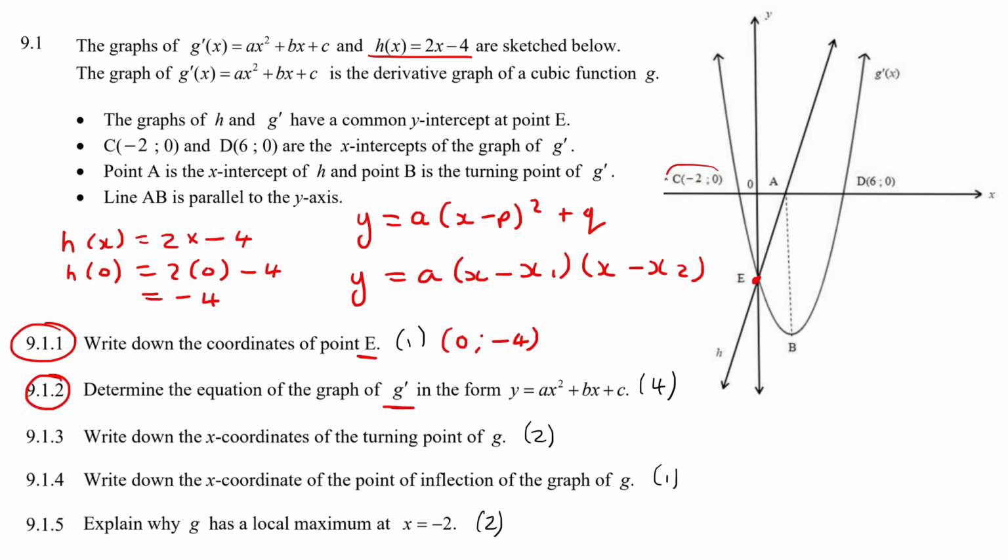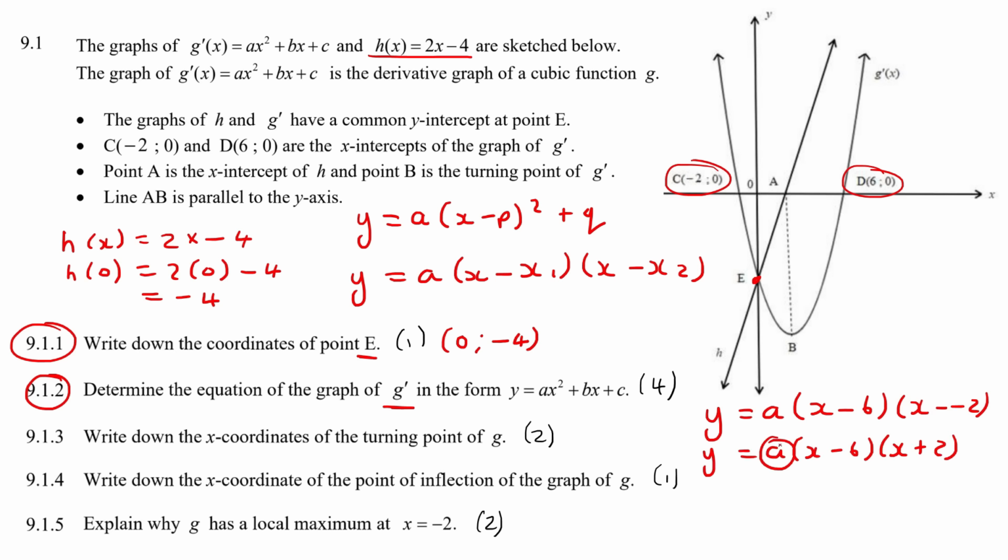So we can see that they've given us the two x-intercepts. So we're going to say y equals a, x minus 6, x minus minus 2. So that becomes x minus 6, x plus 2. Now for a, you need another point. So we can use this point E, which is 0 and negative 4. So the negative 4 is the y, the x is 0. Okay, and so negative 4 is equal to a.